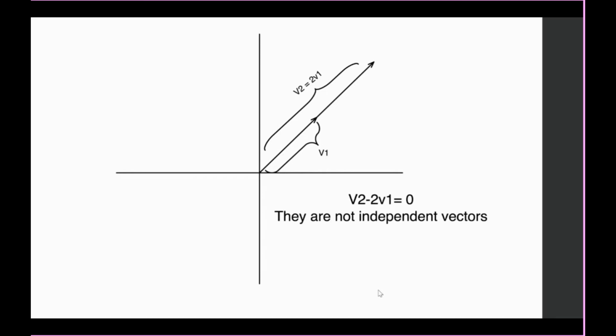If both c1 and c2 are 0, then they are said to be linearly independent. But if c1 is not equal to 0 and c2 is not equal to 0, yet the linear combination becomes 0, that means these vectors are dependent vectors.